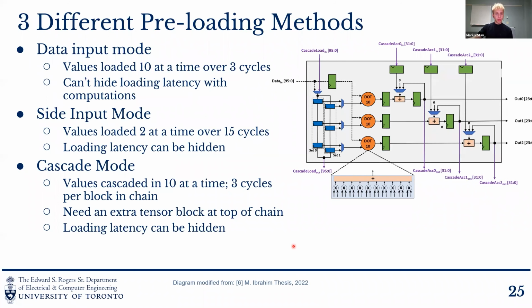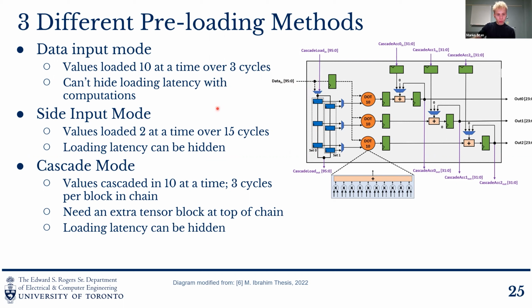We have 3 different preloading methods in tensor mode that we can use. Data input mode is the first one. In this mode, we preload values 10 at a time over 3 cycles, and we use almost this entire data input to do it. So we're preloading 3 vectors at a time through that input into these ping-pong registers shown here. And since we're using this entire input, we can't hide the loading latency with computations.